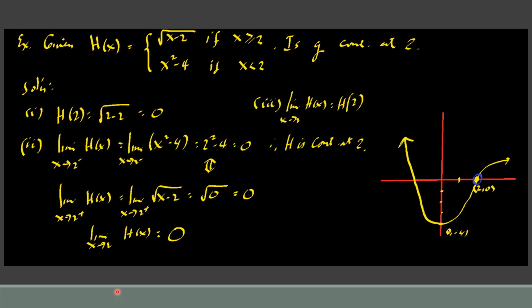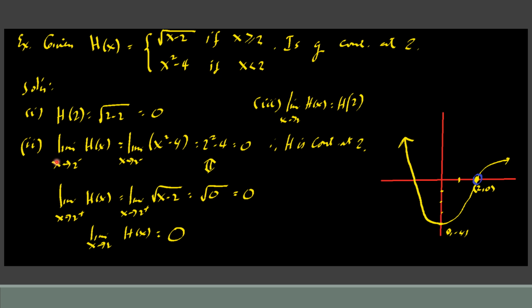For our next example, let us consider the function h defined by h of x equal to the square root of x minus 2 if x is greater than or equal to 2, and x squared minus 4 if x is less than 2. We determine the continuity of h at the number 2. First, we find the function value h of 2. So, x equal to 2 is in the interval x greater than or equal to 2. So, we substitute 2 to x in the square root of x minus 2. That gives us 0.